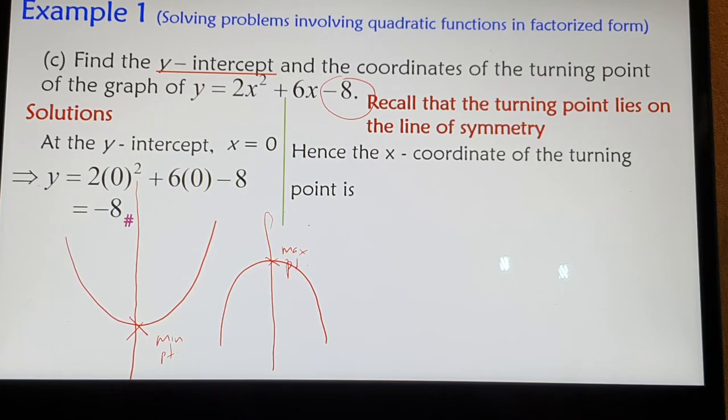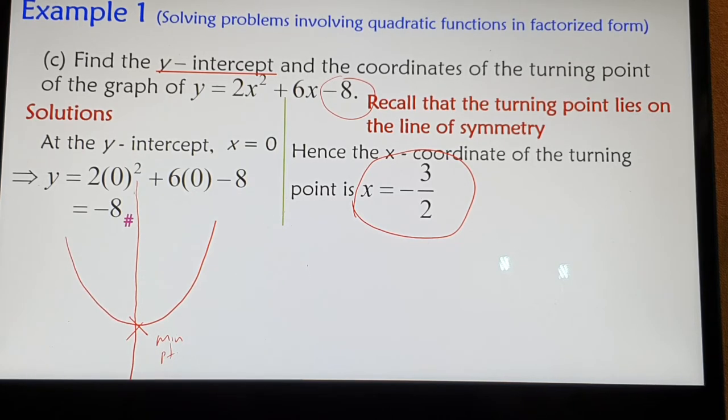Alright? So we're going to use this concept to find the answer. Okay? So how to find the answer? We already know that this is the line of symmetry. Which means that anywhere here, okay, let me use this one to explain. Anywhere here, each of these points, including this minimum point, the x value must be minus 3 over 2, with some y value. Minus 3 over 2 of some y value. Am I correct?